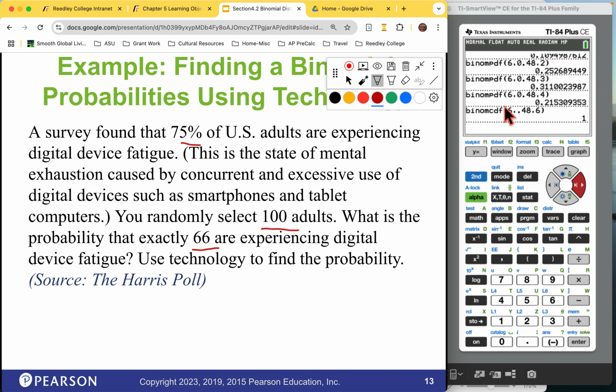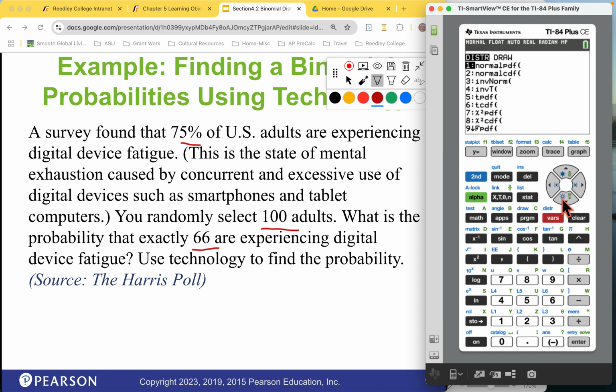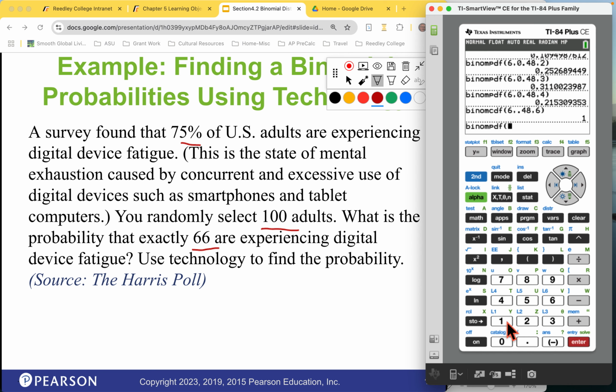All right. Do we use PDF or CDF? PDF, because we want exactly 66, not 66 or less. Again, sometimes we still have to remember where the distribution is. Actually, if you arrow up, you might get there a little quicker because it goes from the bottom of the list. It shows you also the other ones that we have. PDF, n is 100 because we got 100 people. Our probability of a success is 0.75. And then our x value is 66.